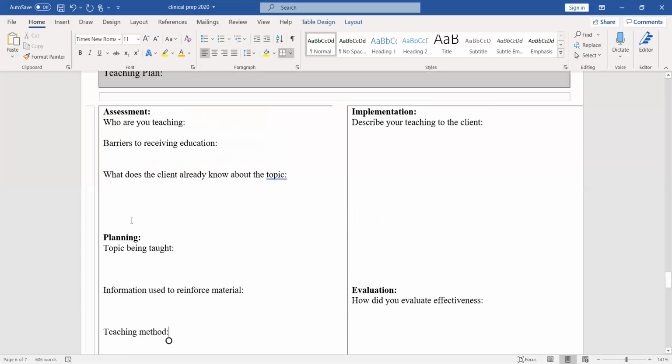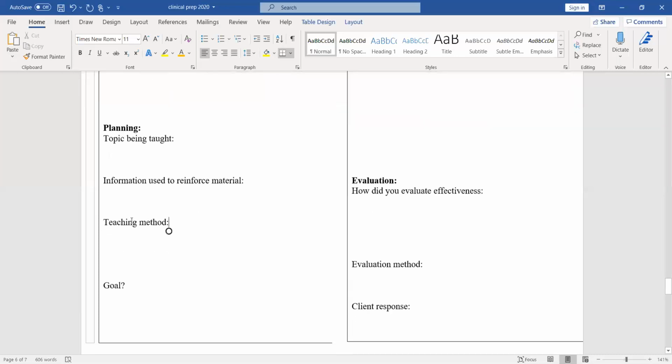Up here, so this is just the implementation phase. I want you to tell me how you taught your patient or your client. Talk to me about it. Pros, cons, if there was something that you found halfway through, that's okay. It's not supposed to be perfect. This is supposed to be a learning experience.